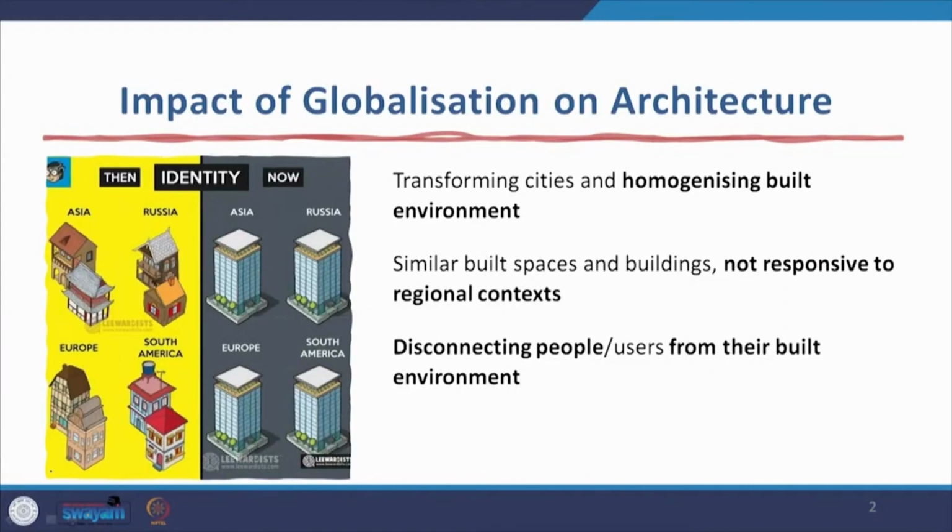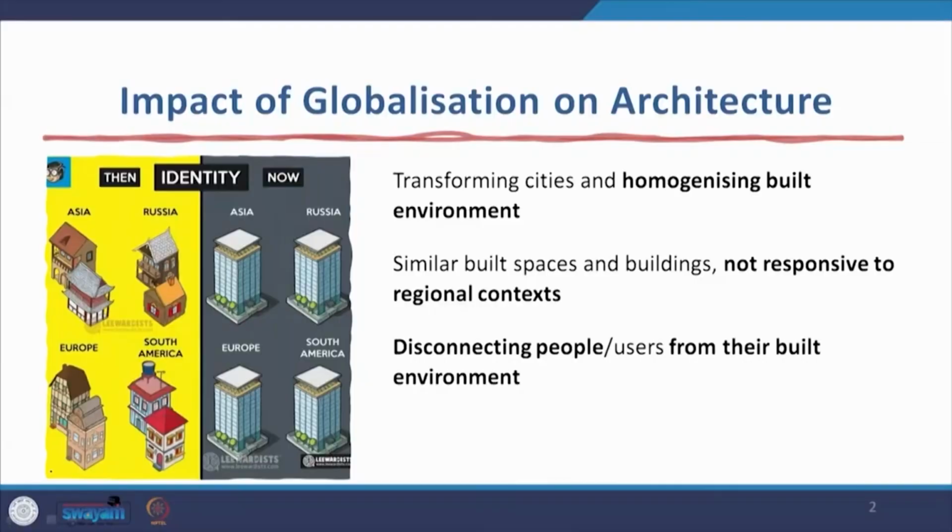So let's go back again to this. What has been the impact of globalization on architecture? In India post 1991, transforming cities has led to a homogenizing built environment globally. There are similar built spaces and buildings that are not responsive to regional context. Look at the picture on the side. If you consider the architecture in the past, then Asia was different from Russia, from Europe and South America. Each one had its own regional identity. But then, because of modernism, this is what happened. It became homogenized.